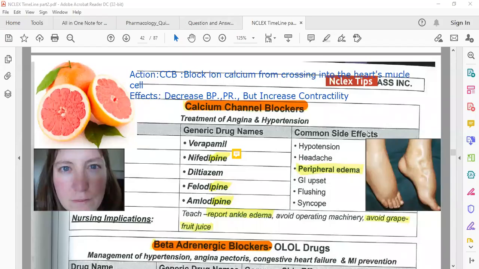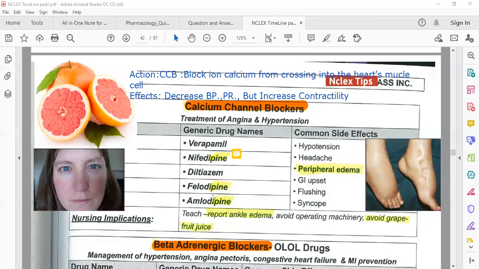Here we are going to discuss calcium channel blockers and beta blockers. First of all, calcium channel blockers we use to treat angina or hypertension. The most common drugs we use as calcium channel blockers are Verapamil, Nifedipine, Diltiazem, and Amlodipine.